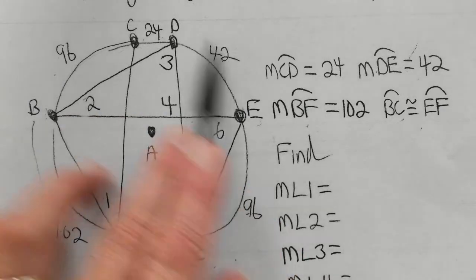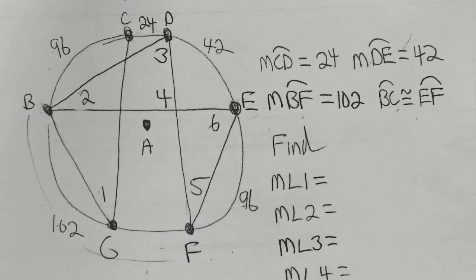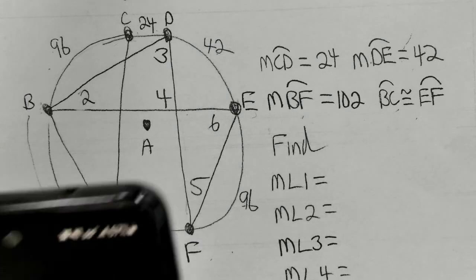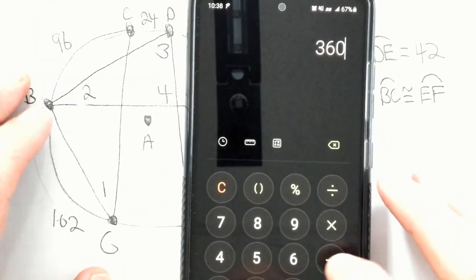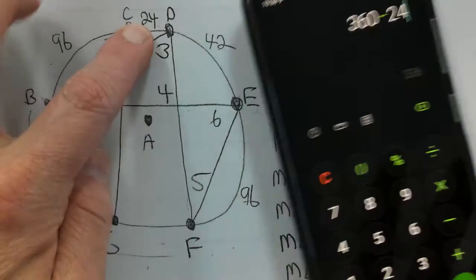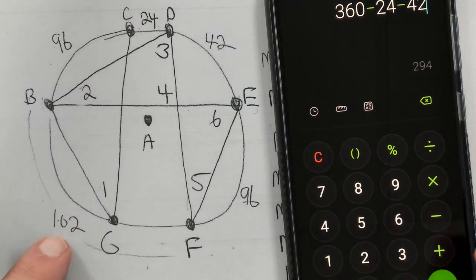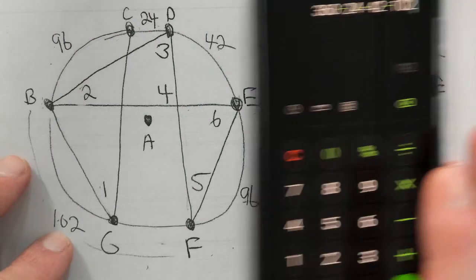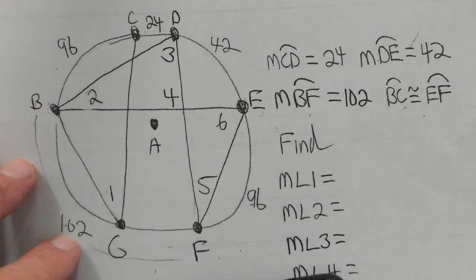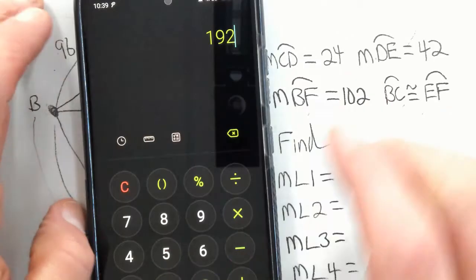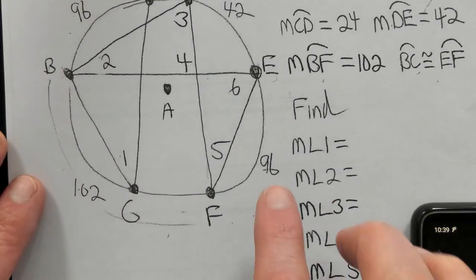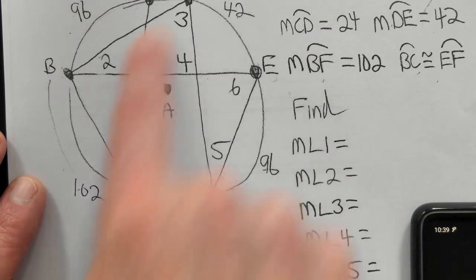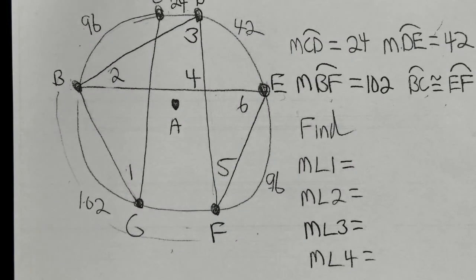Remember, all the way around the circle is 360 degrees. So if I do 360 minus 24 minus 42 minus 102, here's what I'm left with: 192. But remember, these two are the same, so I'll need to divide that by 2, and that's how I know that each one of those is 96, because now all of these add up to 360 degrees all the way around the circle. So that's how we came up with the 96 there.